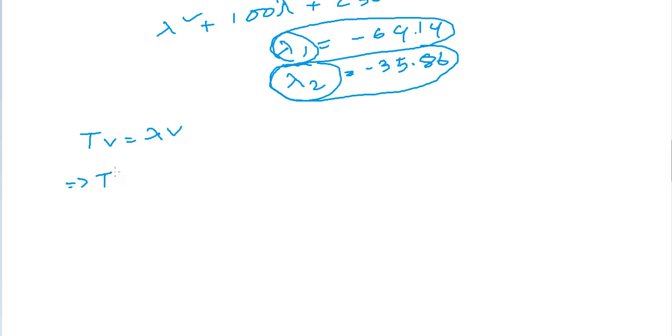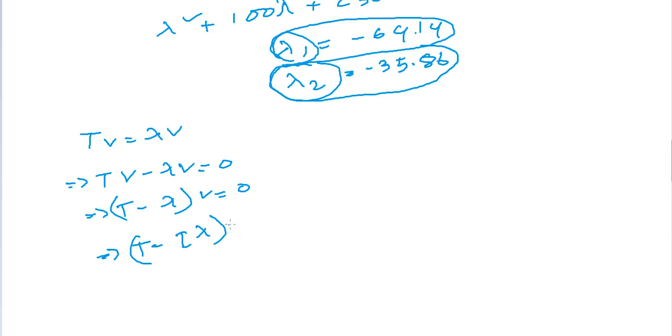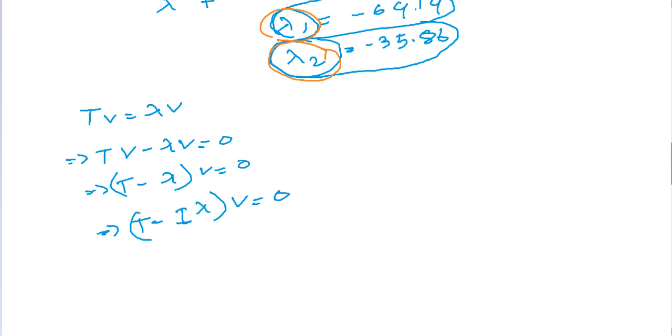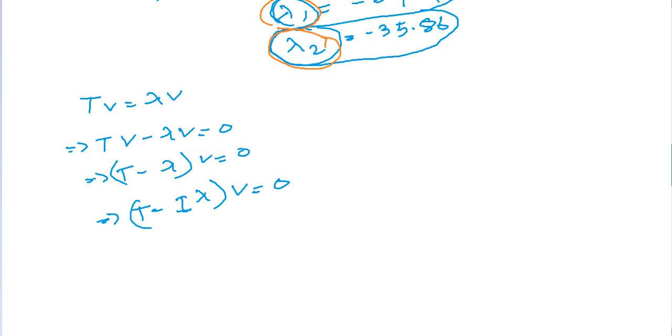So we can write the equation Tv minus lambda v is equal to 0, that is, T minus lambda I times v equal to 0, because multiplying by the identity matrix leaves it the same. So we have two eigenvectors here. Changing the color, we have the eigenvalues alpha 1 and alpha 2. For alpha 1 we have to find the eigenvector, and for alpha 2 we have to find the corresponding eigenvector.